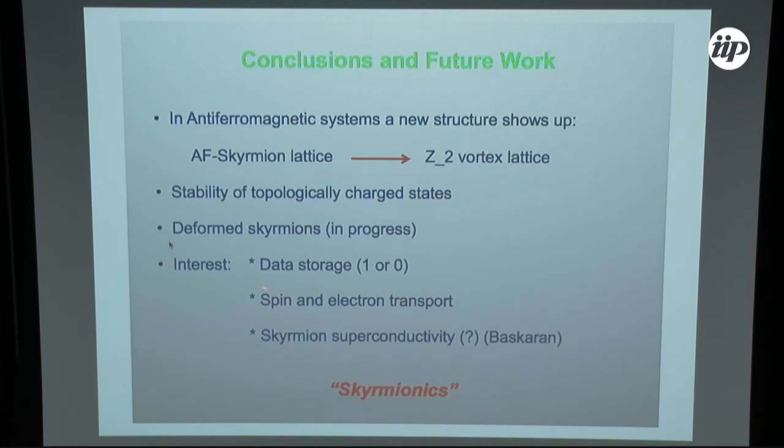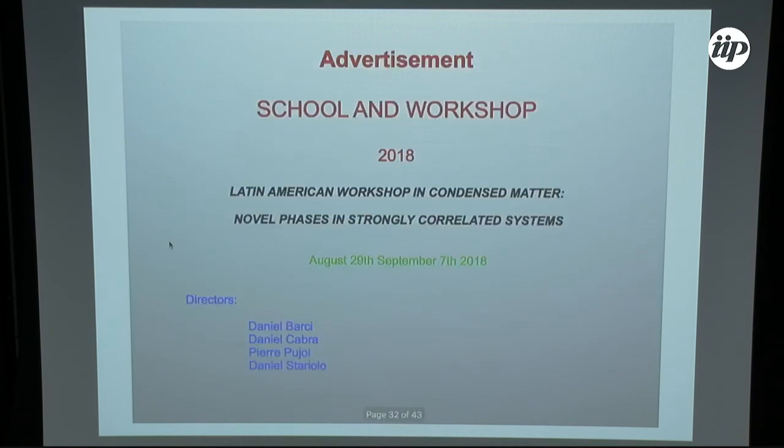People are talking about topological qubits, in the sense that you either have a skyrmion or you don't. Spin and electron transport is also much in fashion. There was a paper by Bhaskaran on skyrmion superconductivity, that is, what happens if you put electrons on top of these backgrounds. Skyrmionics is now a term that you can find in different places.